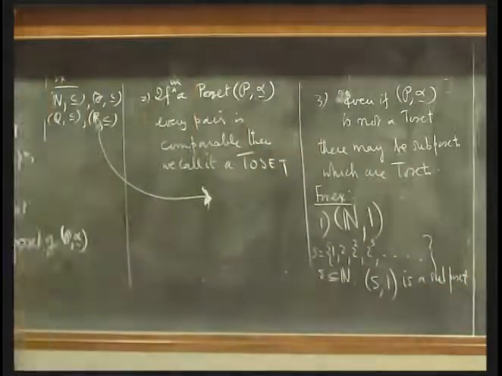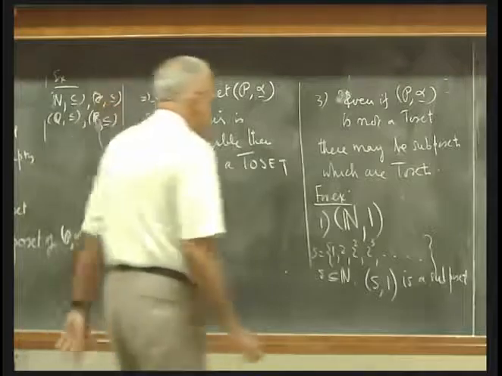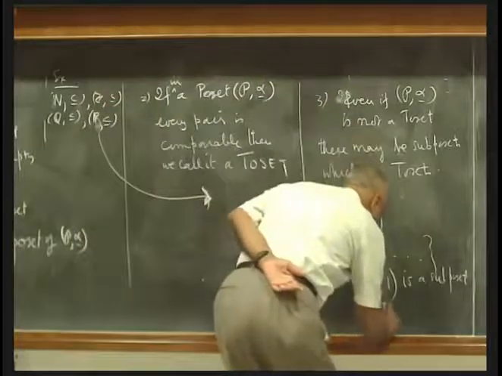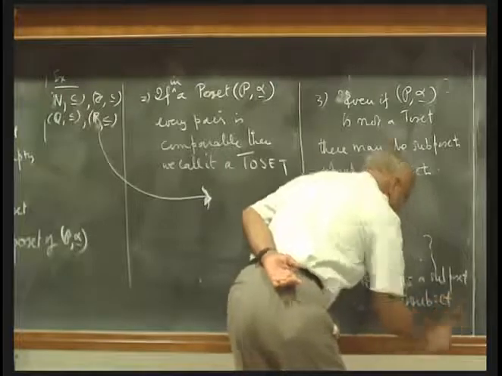Now you see, if you give any two elements, one is of the form 2 to the power of m, the other of the form 2 to the power of n, then one of them will have to divide the other, because if m is greater than n, 2 to the n divides 2 to the m. If m is equal to n, then it divides itself. So therefore, this is a totally ordered set. So, a subset which is totally ordered.